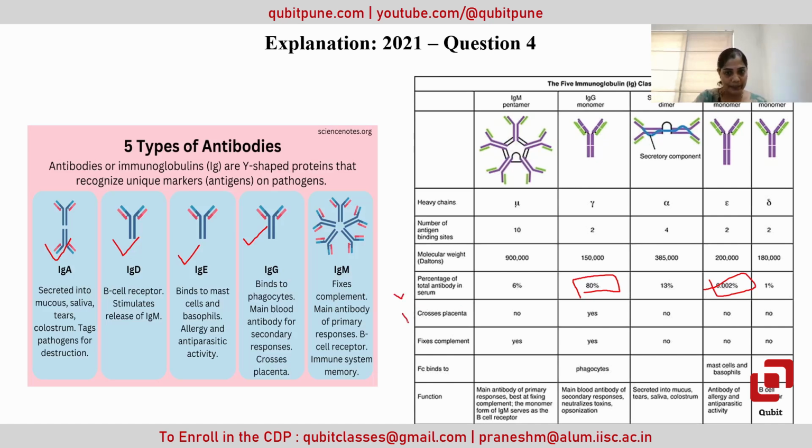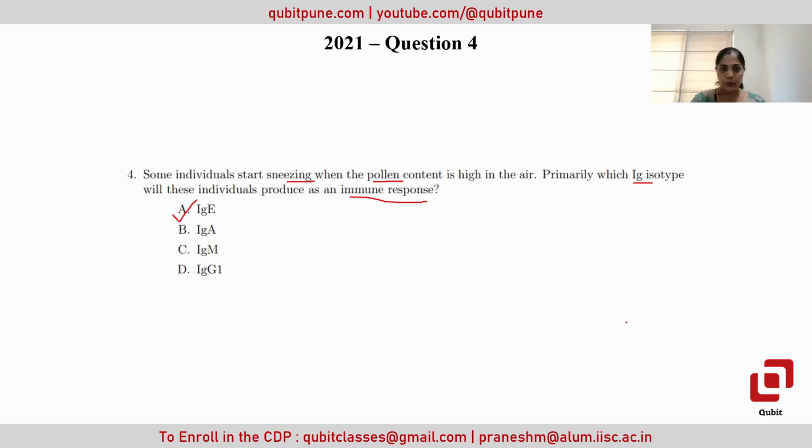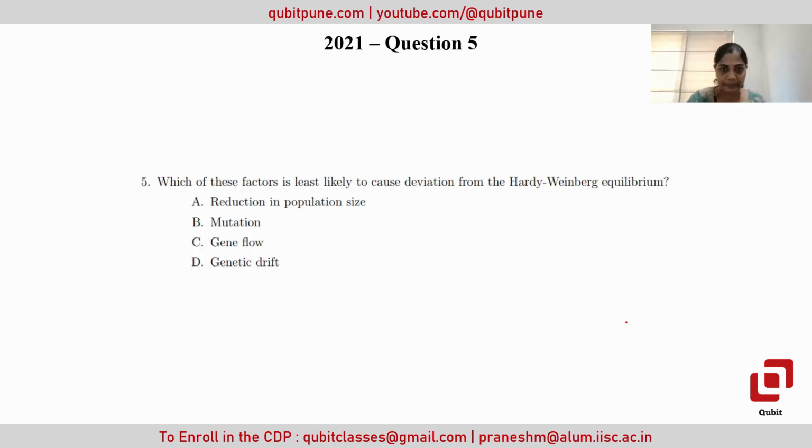Or even what crosses the placenta, means at the time of placental transformation, if you can see, only IgG can pass through from the mother to the baby. So placental transformation is happening for the IgG type of antibody. So this type of chart will help you to remember things in a better way. So for this question, option A is the correct one. Next.